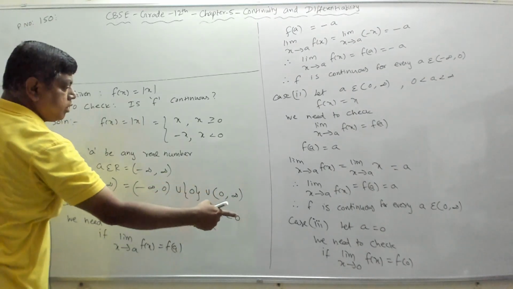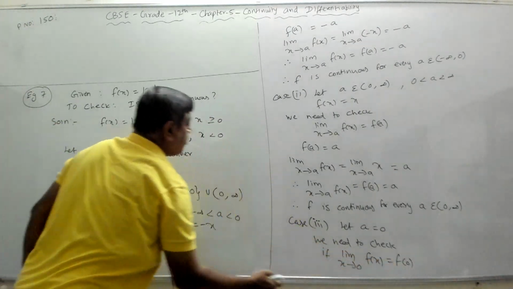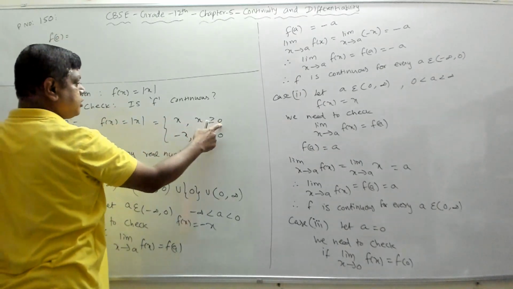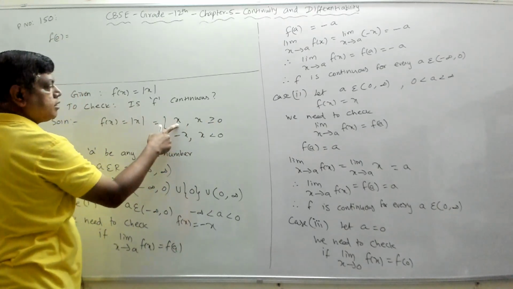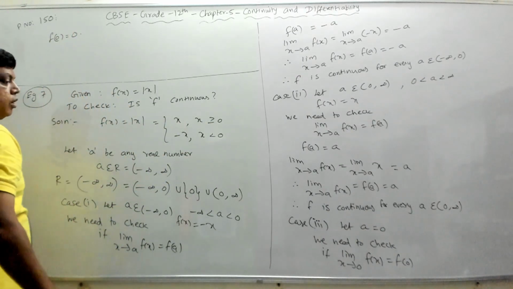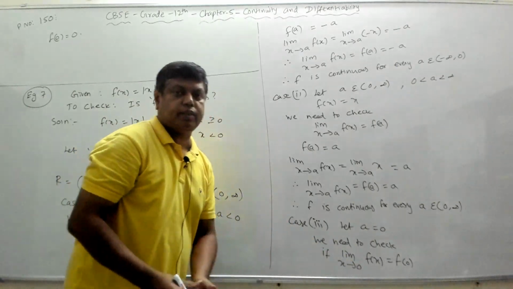Now again, let's find what is f of 0. What is f of 0? F of 0 is, as per the definition, when x is 0, f of x is x. When x is 0, f of x is x, so f of 0 is 0. Now we should find the limit as x goes to 0 of f of x.